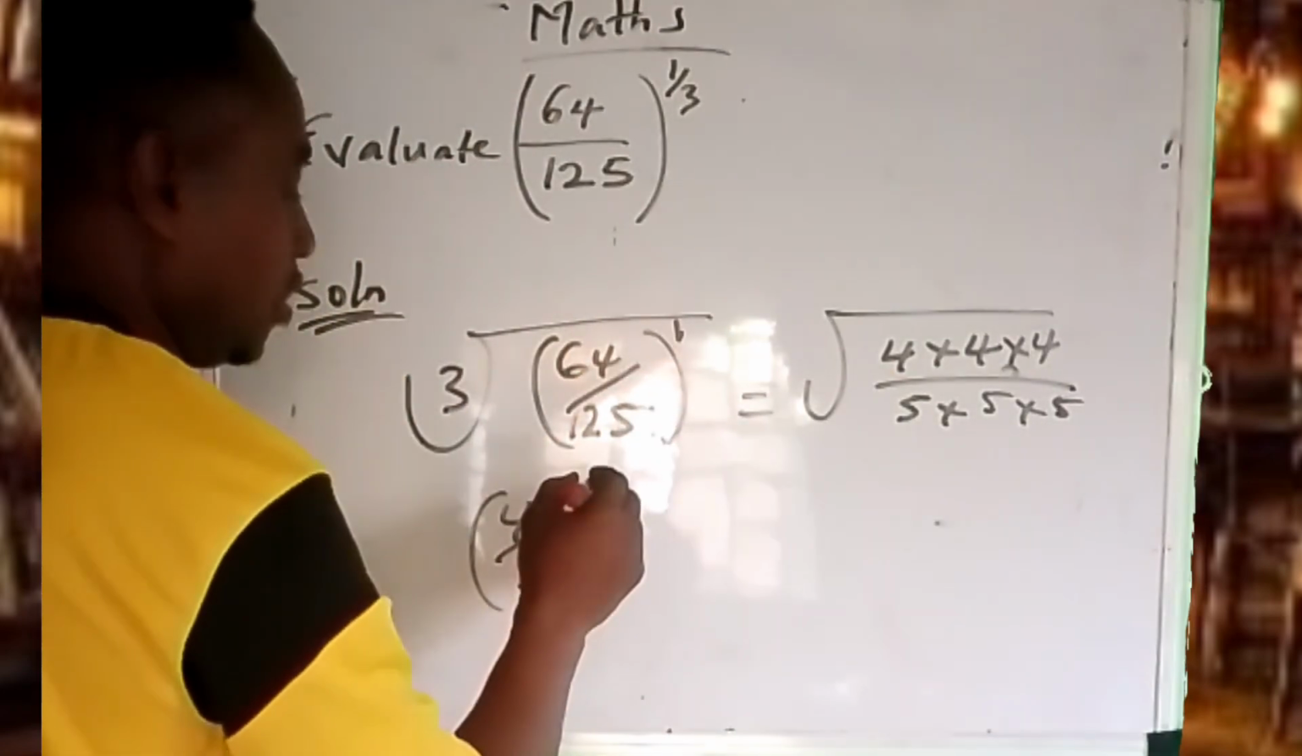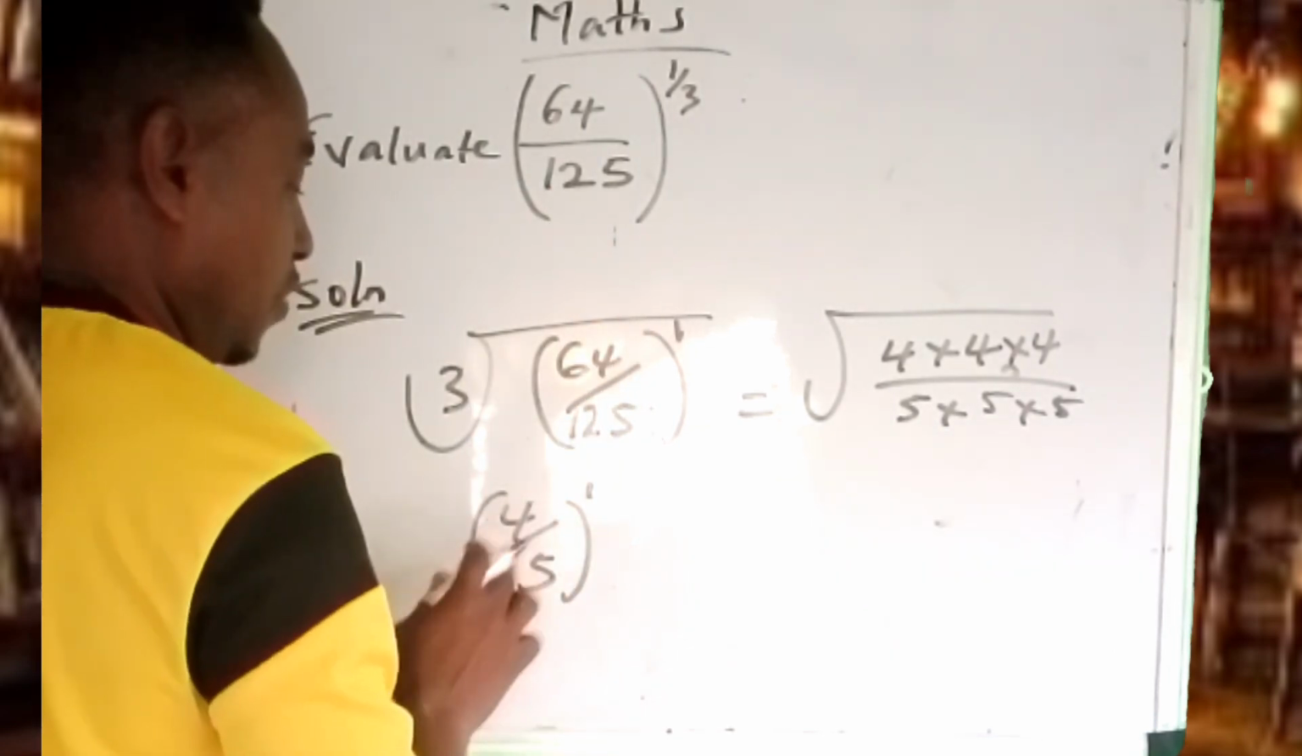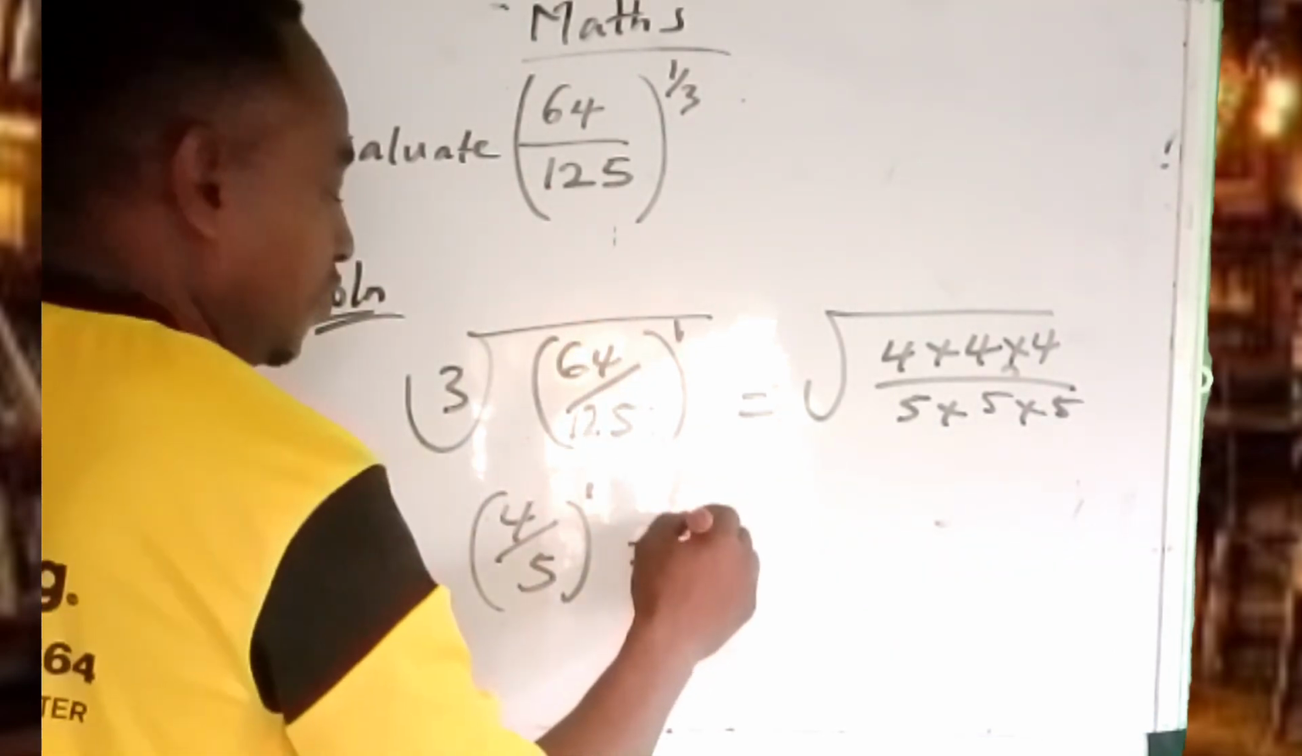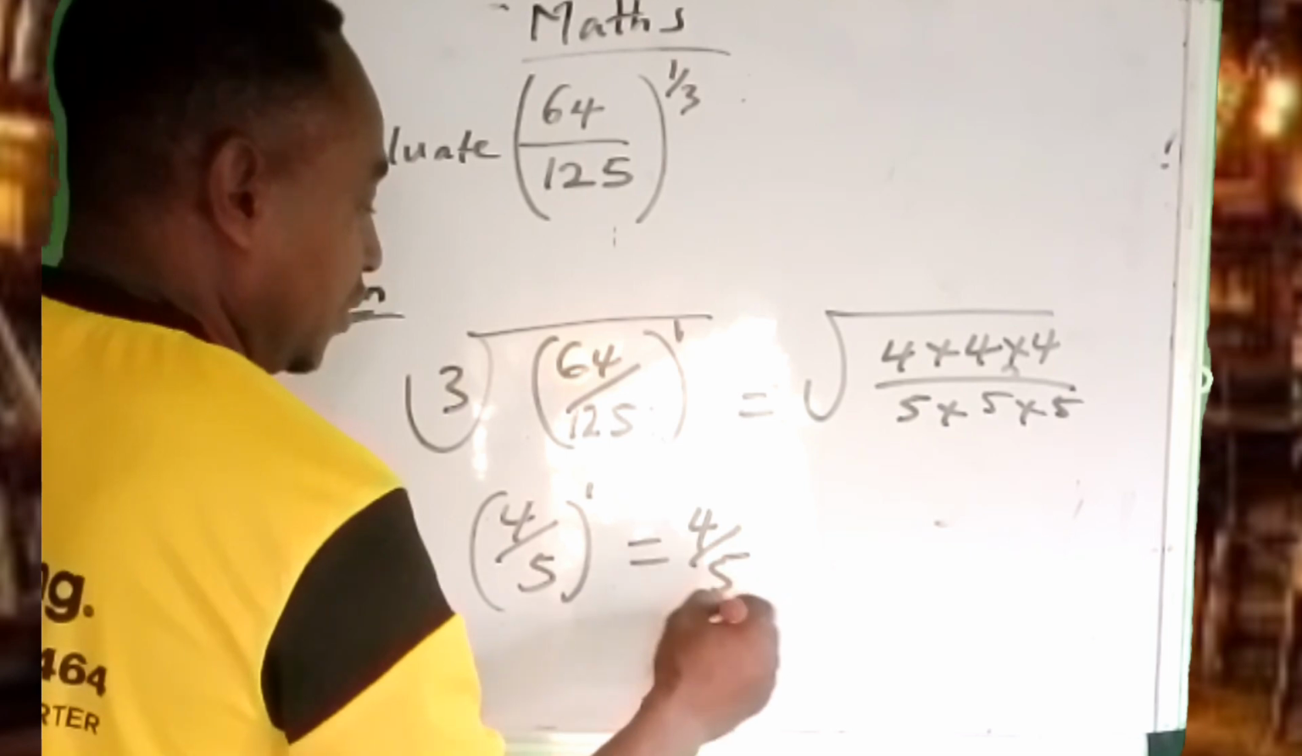And remember, everything is raised to the power of 1. So 4 over 5 to the power of 1 is the same thing as 4 over 5.